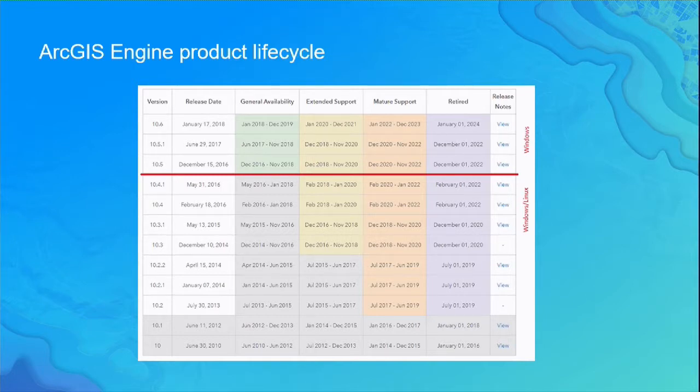First thing I wanted to highlight here is the product lifecycle for Engine. Obviously, the ArcGIS Engine product continues to live on. It's still a viable product for use in some contexts. I just want to highlight here the red line distinguishes a difference between support on Windows and Linux. Version 10.4.1 was the last version of Engine to support use on Linux, and so that'll retire in 2022. We'll still continue to support ArcGIS Engine on Windows into the future at this stage.